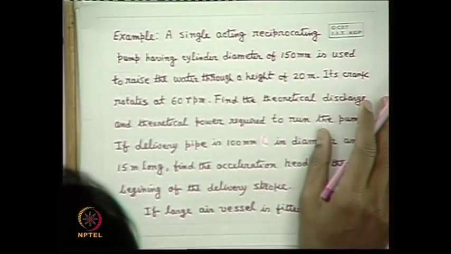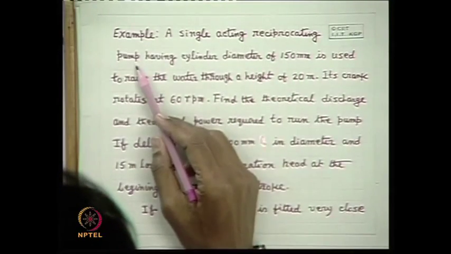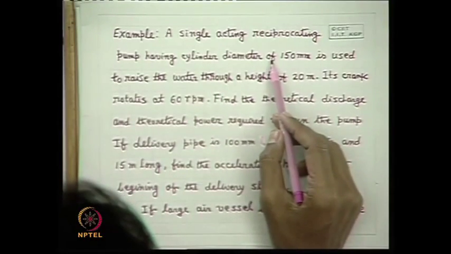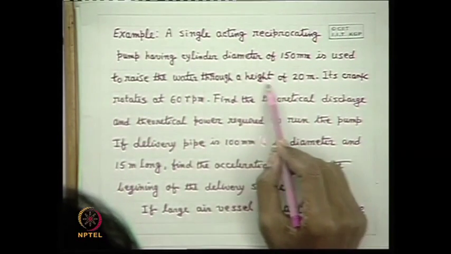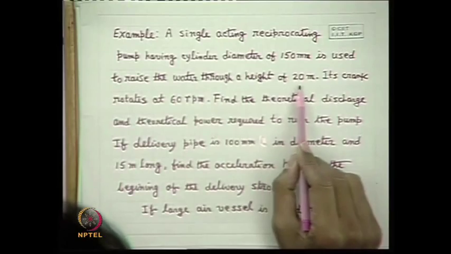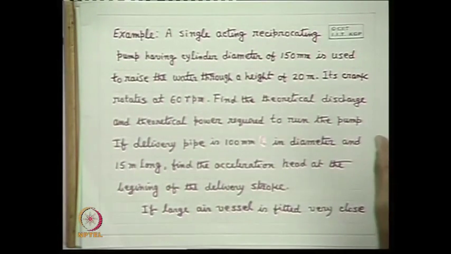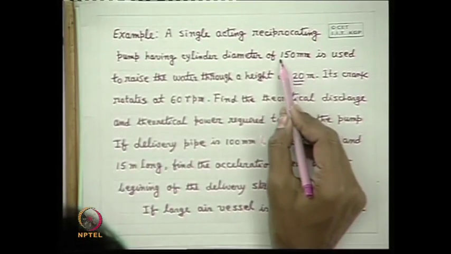Next, I would like to tell you a straightforward application of these principles, just one problem you see. Example, how to solve this problem. A single acting reciprocating pump having cylinder diameter of 150 millimeter is used to raise the water through a height of 20 meter. So, diameter of cylinder is 150 millimeter and it is used to raise the water through a height of 20 meter. So, 20 meter is the total height, that is the static lift, that is HS plus HD from the sump to the overhead reservoir. This is the total height. These are the important dimensions.